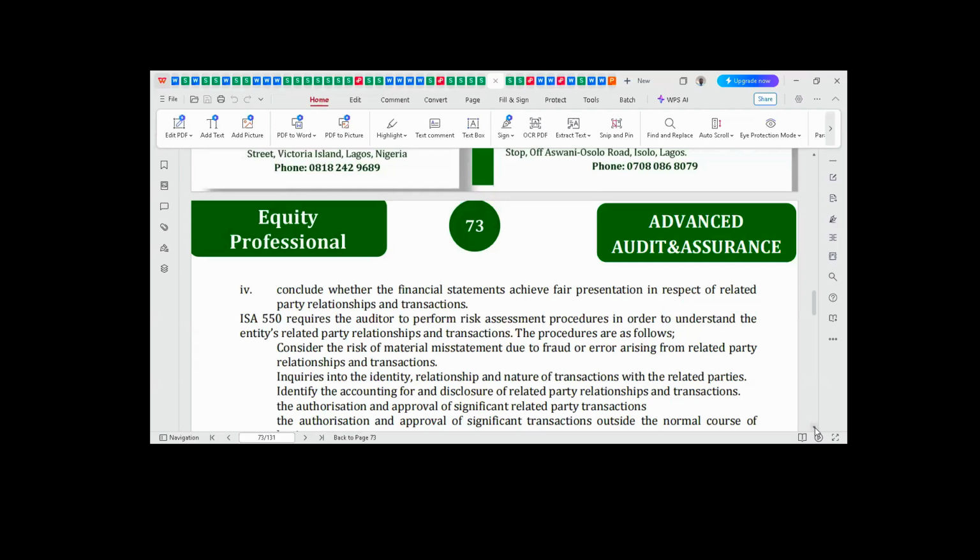Number 2, inquiries into the identity, relationship, and nature of the transaction with the related party. Just the example I gave now. Why is this person paying less than others? Others have paid 28,050,000. This one is paying 24,750,000. Why is that? Who is the person? You have to dig down. You have to perform further audit procedures to get to the root of it, to establish who that customer is.